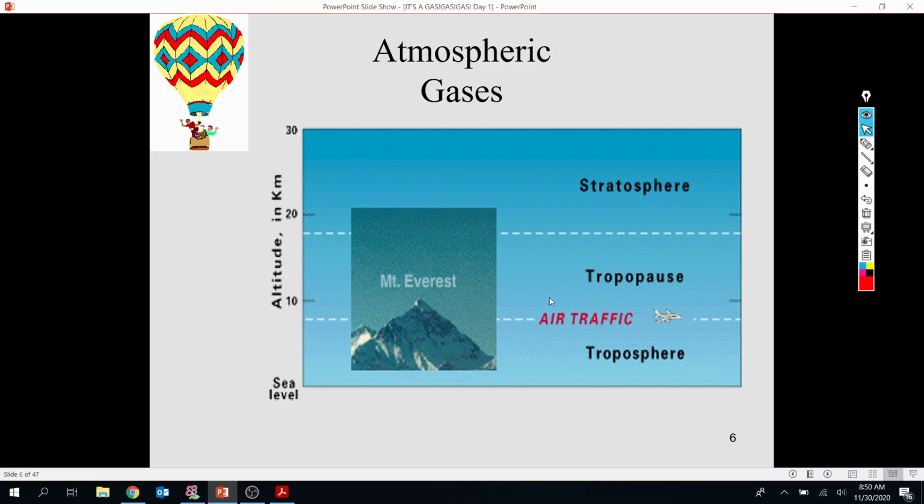Just a quick idea and little conversation about our atmosphere. Our atmosphere divides into several different levels. These two together make up the troposphere, and then we have the stratosphere. Almost everything that we are familiar with in terms of our everyday lives would happen in the troposphere. Even our weather is almost exclusively in the troposphere.